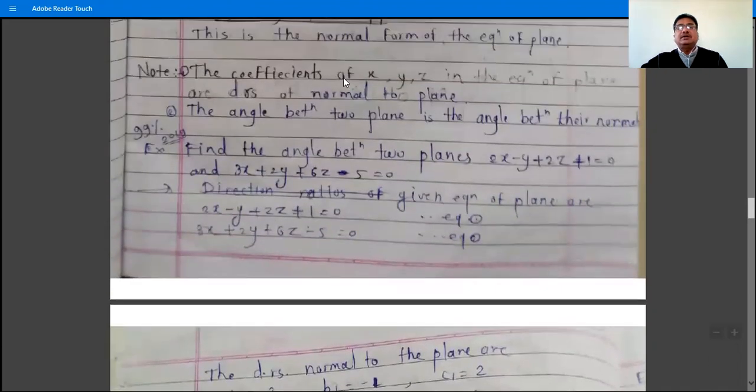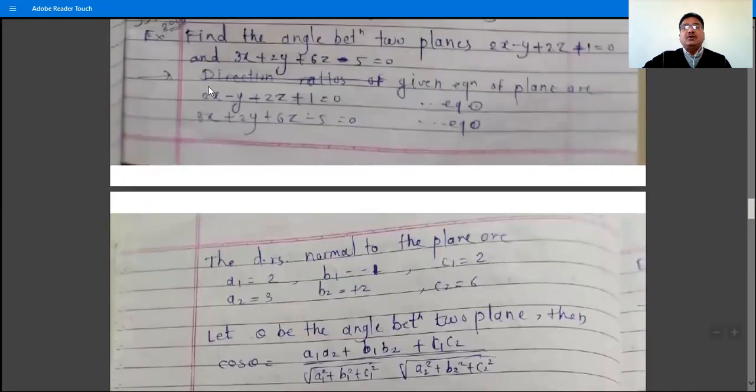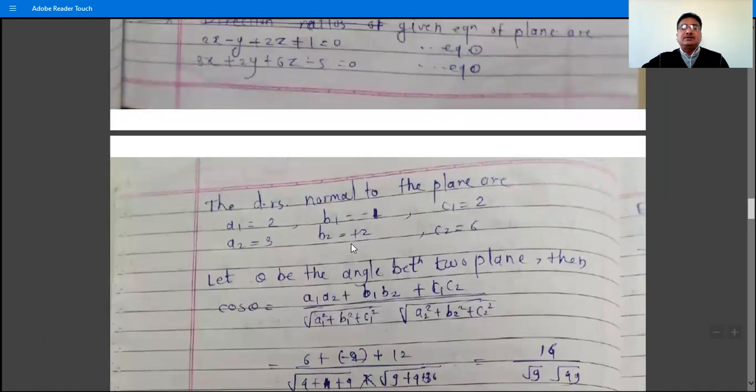In this note, what is the remark? That the coefficients of x, y, z in the equation of plane are the direction ratios of normal to the plane, and therefore the direction ratios of normal to the plane number 1 are what? 2, minus 1, 2, denoted by a1, b1, c1. And the direction ratios of normal to the plane number 2 are what? 3, 2, 6, that is the coefficients of x, y, z. And suppose the notation for the direction ratios of normal to the second plane are a2, b2, c2.